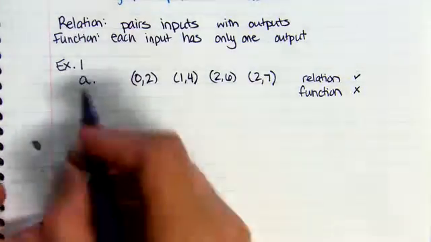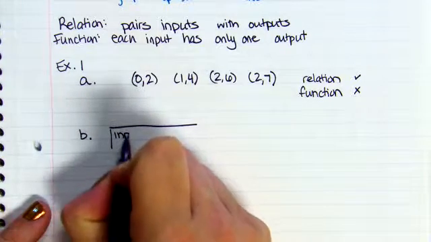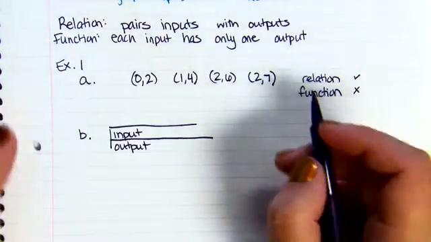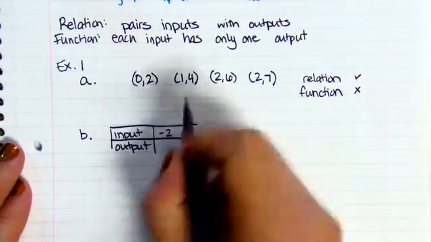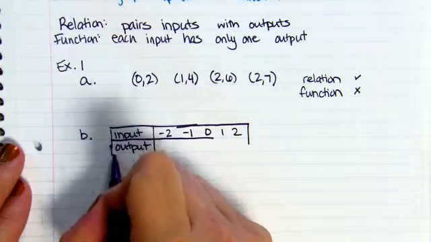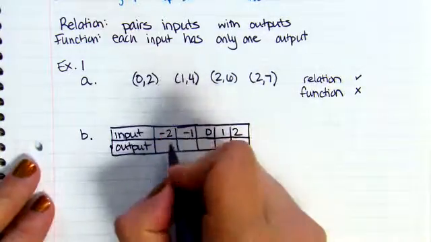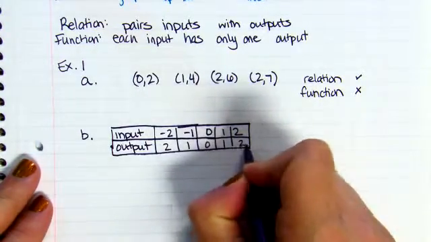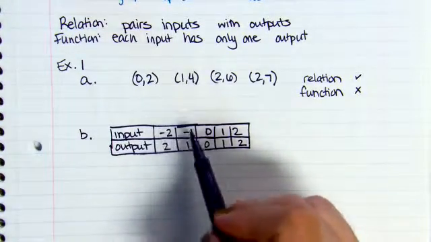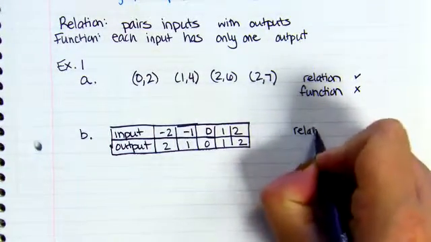We can also look at this if we're looking at a table of input and output values. So looking at this table, we'll decide if something is a function or not. So -2, -1, 0, 1, 2 will be my inputs. And my output will be 2, 1, 0, 1, 2. So let's decide if this is a relation first of all. Well, each input here has an output. So we've paired up inputs and outputs. So this is a relation.